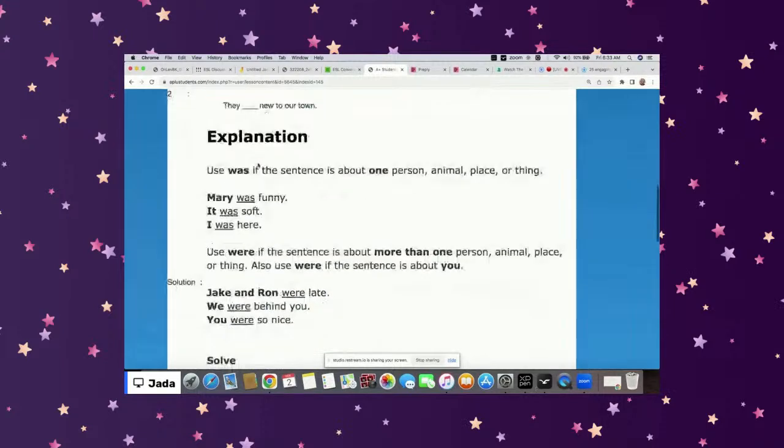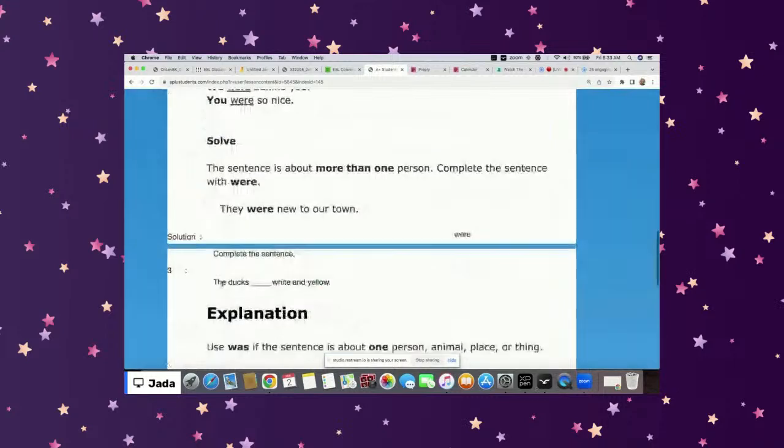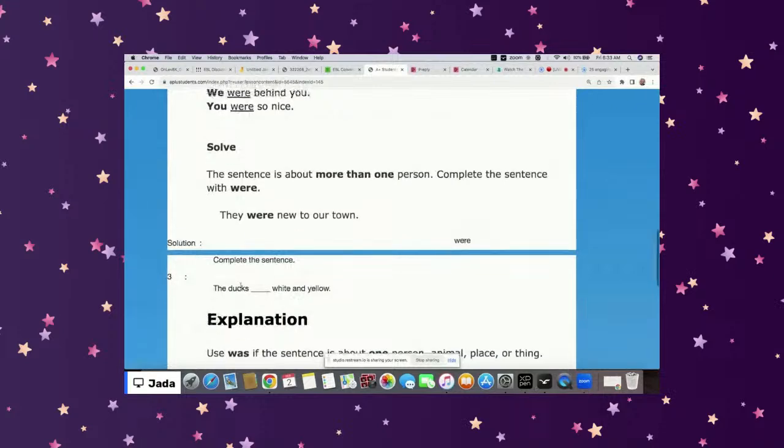So day is more than one. You know, when you say day, you mean two people, three. So they were new to our town. Okay. Now we have the ducks. Ducks is in S, so the dogs were white and yellow. Remember, once it is plural, more than one, you have were. So just like this now, the dogs were white and yellow.